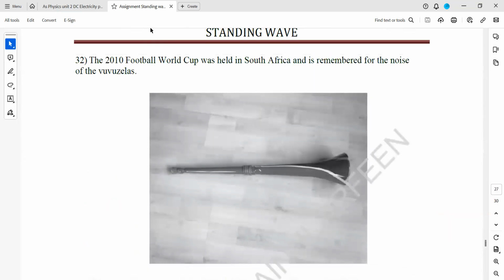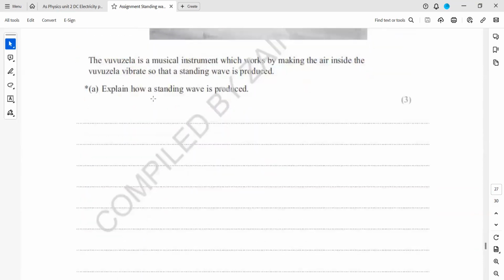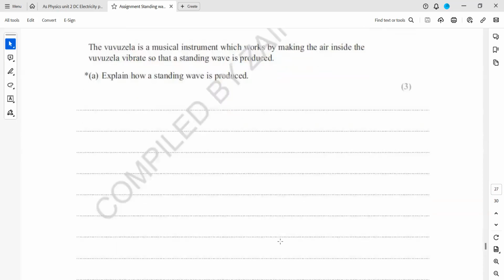So here, in 2010, the Football World Cup, which was held in South Africa, for the noise which is produced by this pipe instrument. The first question is, as I mentioned, explain how a standing wave is produced. So how is a standing wave produced? You have to learn the structured answer for this.